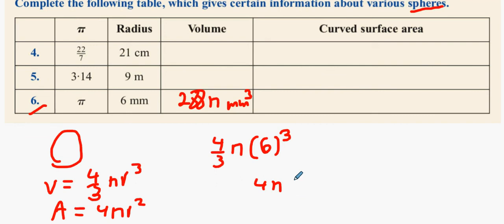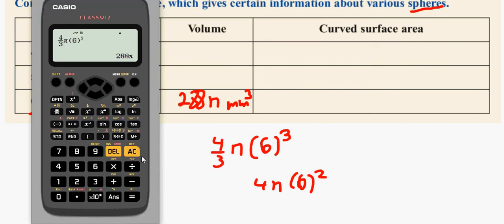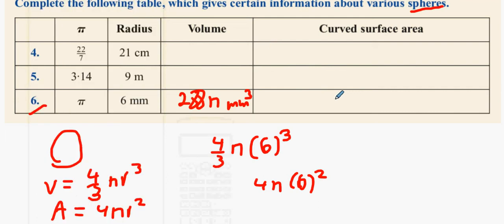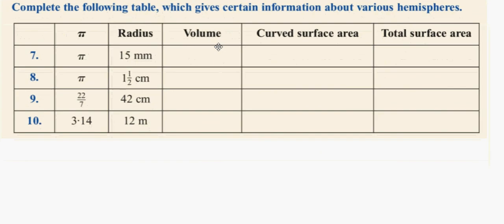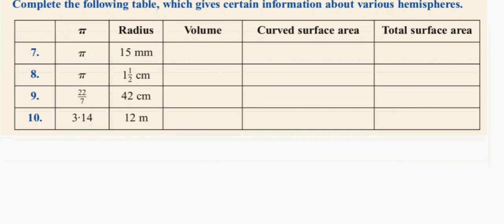What about the area? 4 pi r squared, so it's 4 pi times 6 squared, and you get 144 pi. Everybody cool with that? Any questions? No. Alright, next thing I'm going to move on to is, I'm actually going to do one of these. Which one did I give you? 8 and 10. I'll do 10, okay?